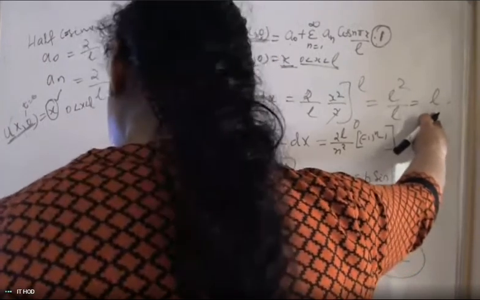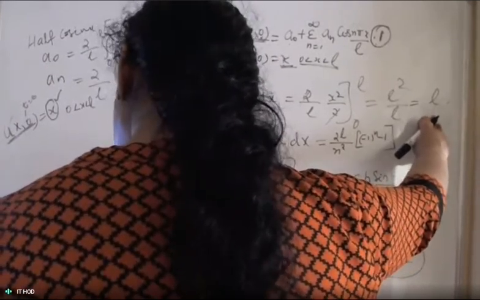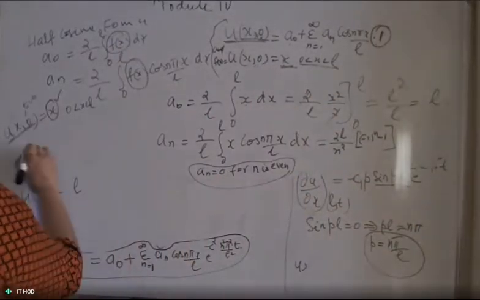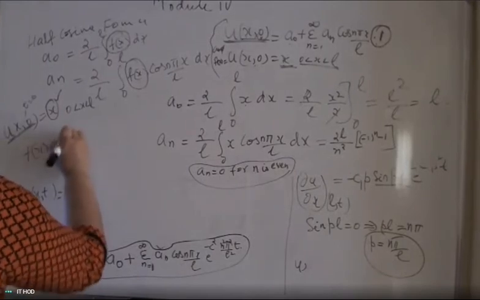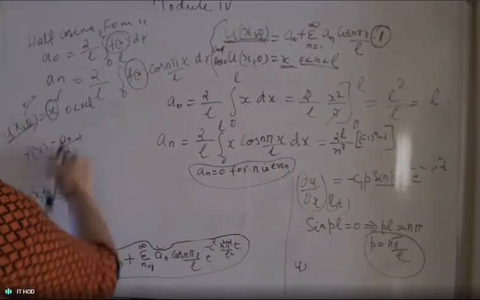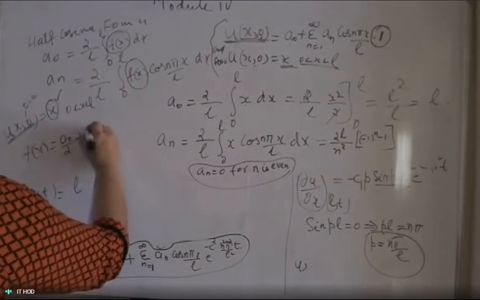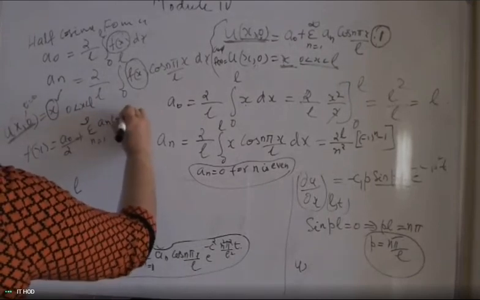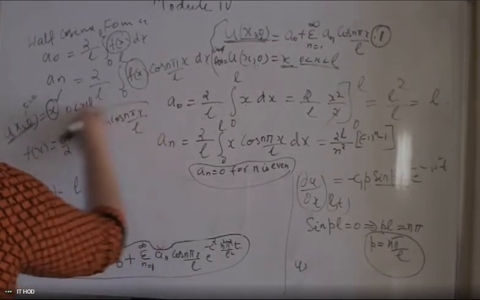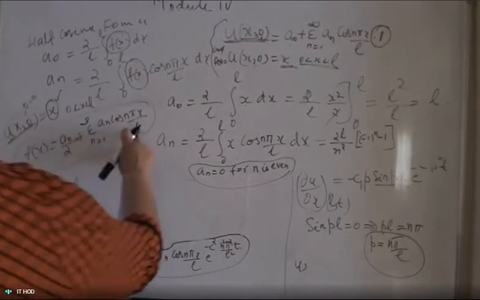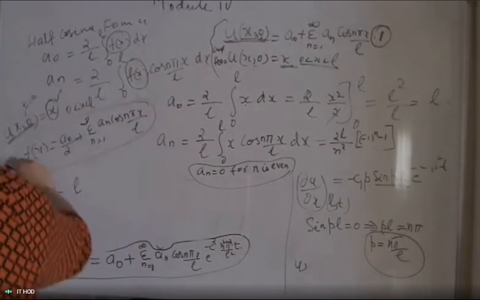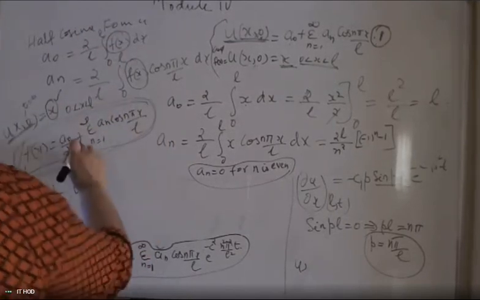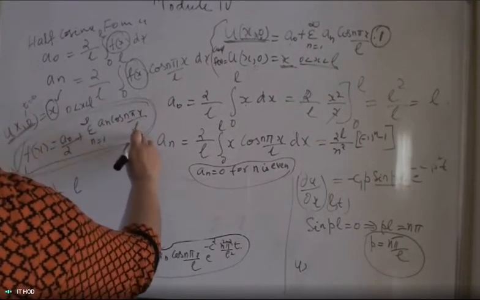We are getting L by 2. A0 by 2. So the formula is f of x is equal to A0 by 2 plus, once you got A0 and An, this is the formula: sigma n equal to 1 to infinity An cos n pi x by L. This is the final formula. What is our half range cosine series formula? A0 by 2 plus sigma n equal to 1 to infinity An cos n pi x by L.